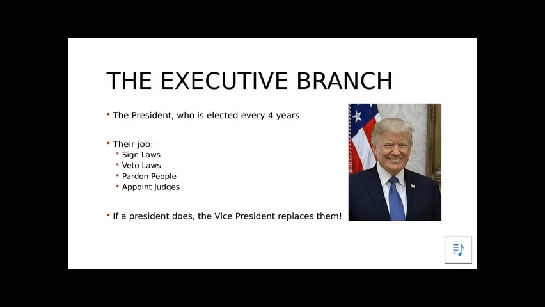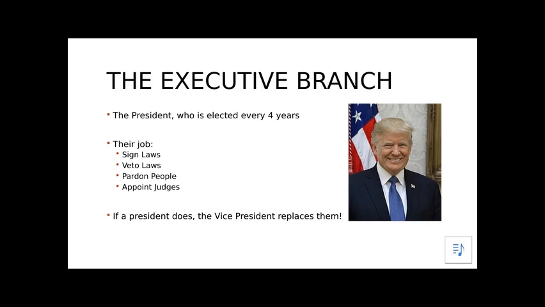So we're going to start with the executive branch, and there's a picture of the president. Our current president is Donald Trump. The executive branch is essentially the president, who's elected every 4 years. It's really important to note that presidents are elected every 4 years. So every 4 years we have an election. Coming this fall, we will have an election to see if Donald Trump either wins a second term or gets voted out of office.